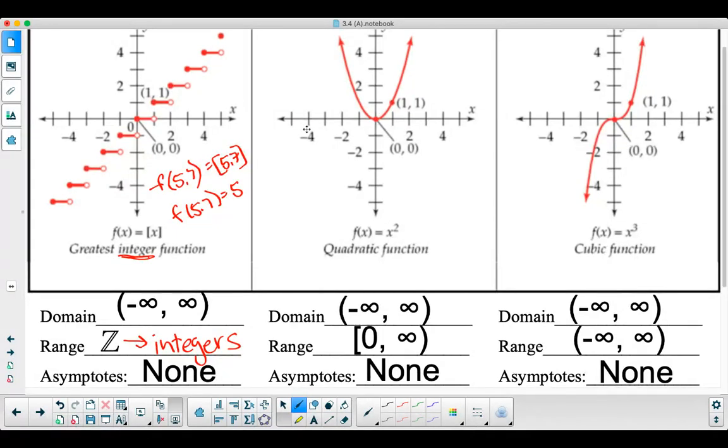And then for the quadratic function, this is a common one. We see this one a lot. This one's kind of a fun one to transform because it's easy to see what your transformations are. Your domain is all real numbers. You can input any positive or negative real value into there. But since we're squaring it, we're only going to get non-negative answers. So 0 to infinity, including 0, is your range. And there are no asymptotes here. For cubic function, inputs can be all real numbers. You can put any real number into there, and your outputs will also be any real number, and no asymptotes.